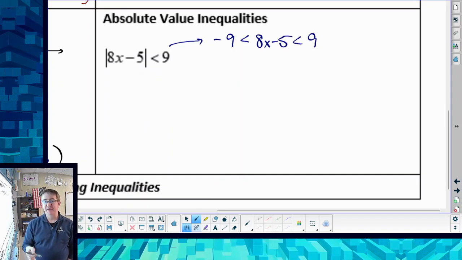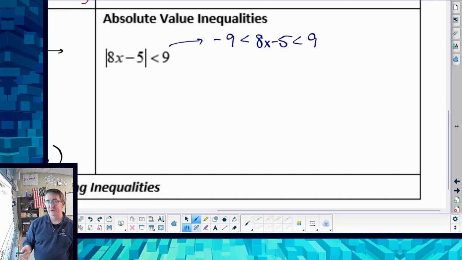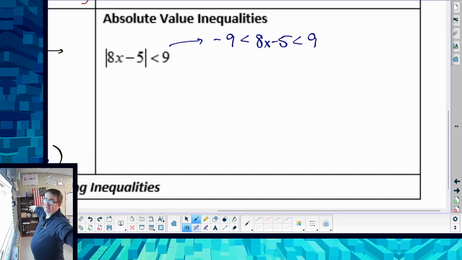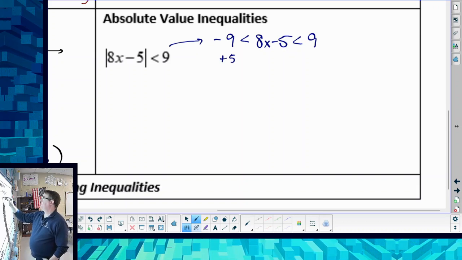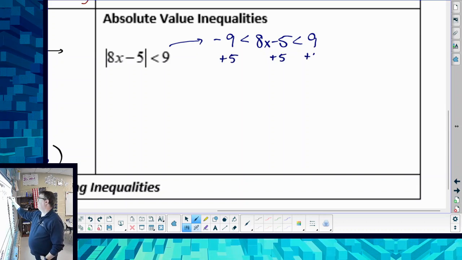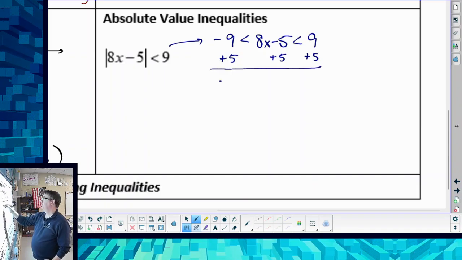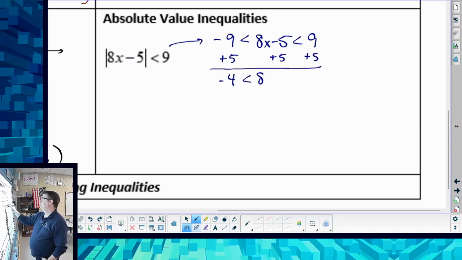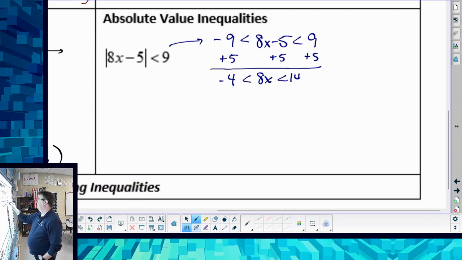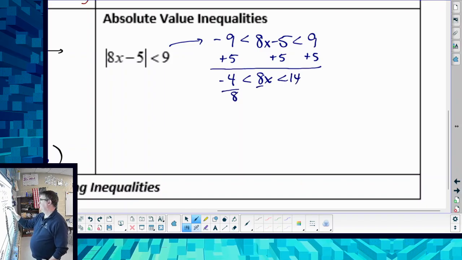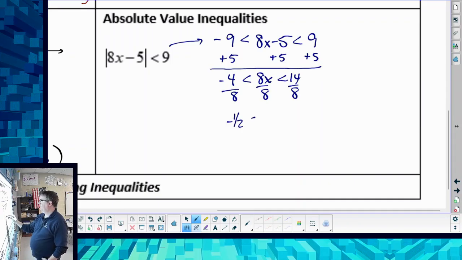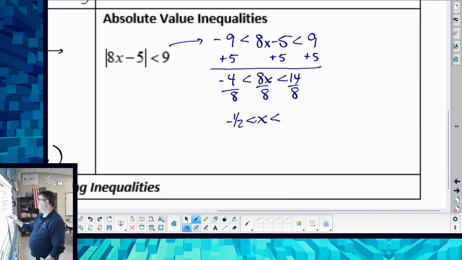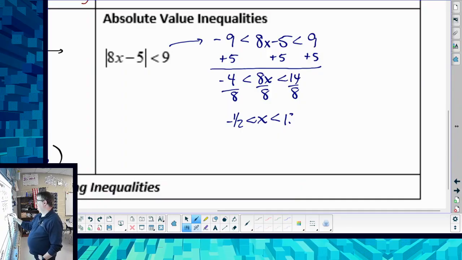If it was greater than, then I would have to break it up into the two bigger ones, because we're talking about being on the outside of those numbers, and you can't be in both places. The nice thing about the compounds is that you can do all of it all at once. So I end up with a negative 1/2 is less than x, which is less than 1 3/4.